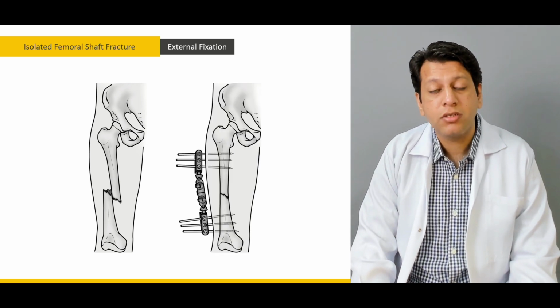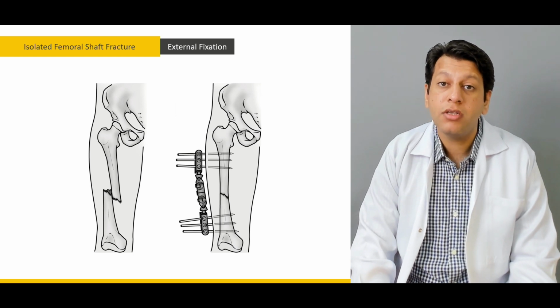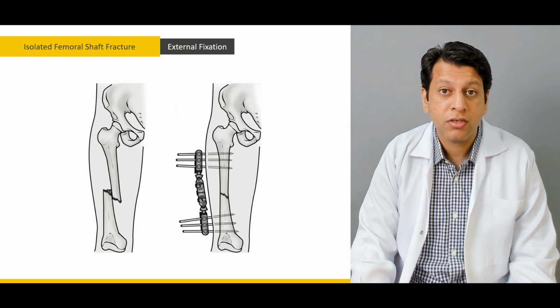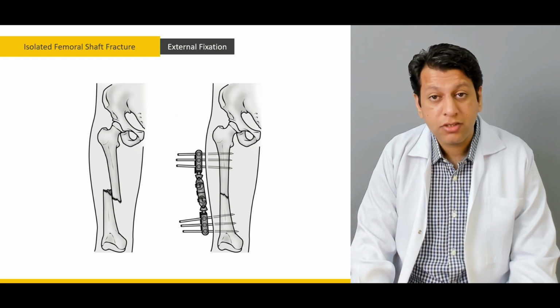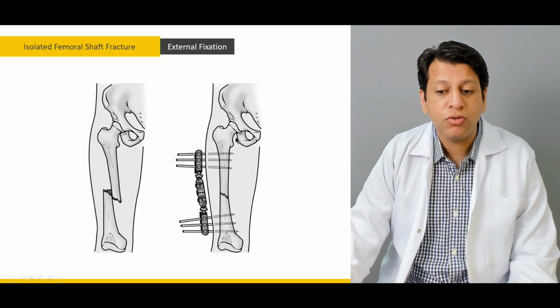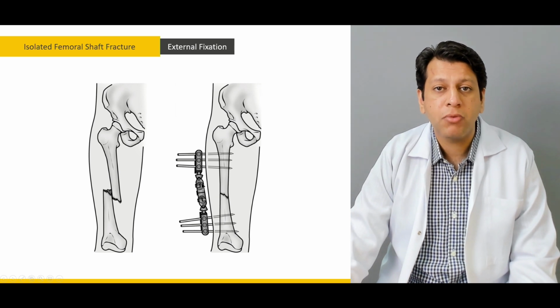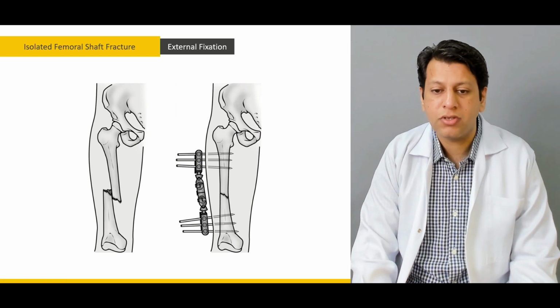Or the option is that, for example, if there is high energy trauma and it's a Gustilo 3C injury. Gustilo 3C injury means it's an open fracture of the femur as well as associated femoral artery injury. If that is the situation, then you have to stabilize the bone because you need to repair the artery, and that temporary stabilization can be achieved by a form of external fixator.